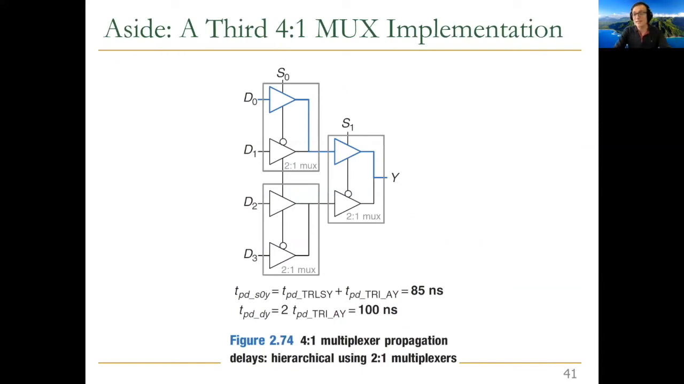Okay, so this is a third 4-to-1 mux implementation. And this is actually better than either of those, as you can see. And this is completely based on tri-state buffers. As you can see, this is a 2-to-1 mux, this is a 2-to-1 mux, and this is another 2-to-1 mux. And each of them is essentially the same, and each of them is based on tri-state buffers, which we have seen in the past also. If you do the calculation over here, the select 0 to Y delay is really 85 nanoseconds. And any data to Y delay is 100 nanoseconds.